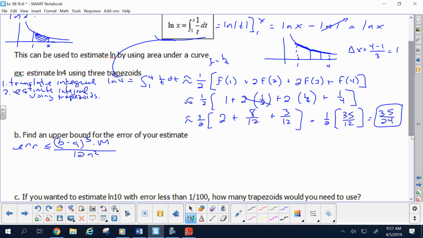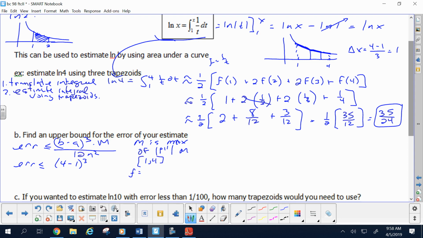Now then, the error is less than or equal to, what is b minus a? What are a and b? They represent the area, in this case, 1 to 4. M, I remind you, is the max of the absolute value of the second derivative on the interval, in this case, from 1 to 4.